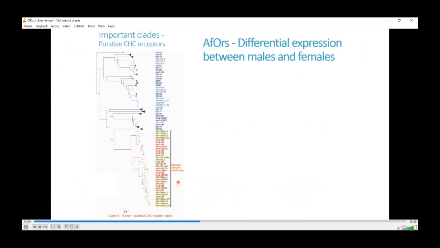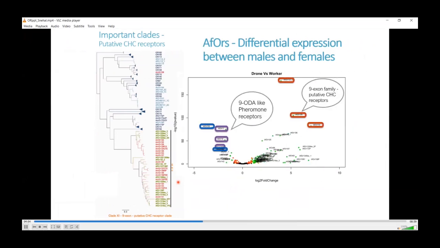After this, we performed comparison of the transcriptomes of drones and workers, or males and females. And when we did this, few of our putative functions, or few of the predictions that we made before based on only the phylogenetic analysis, could be confirmed with this analysis. For example, the putative pheromone receptor was again highly expressed in drones compared to workers, whereas putative cuticular hydrocarbon receptors were highly expressed in workers.